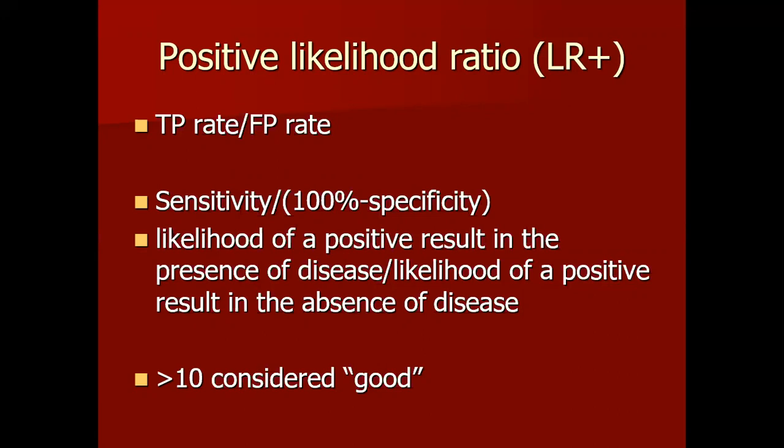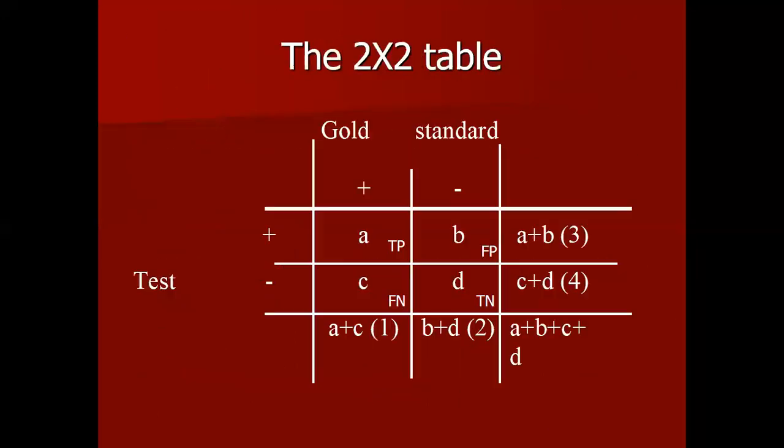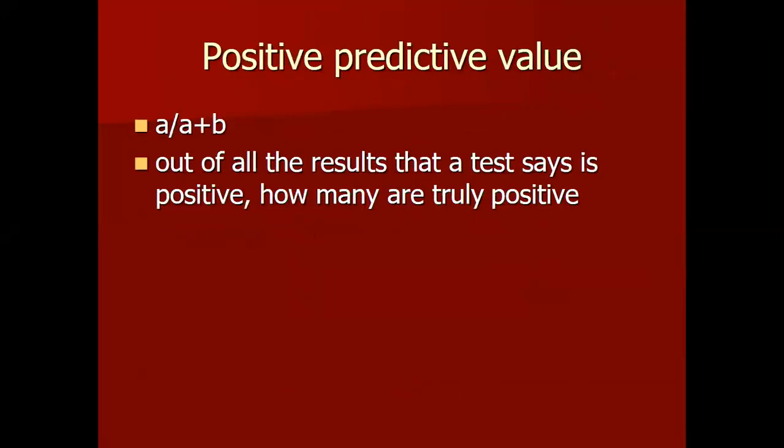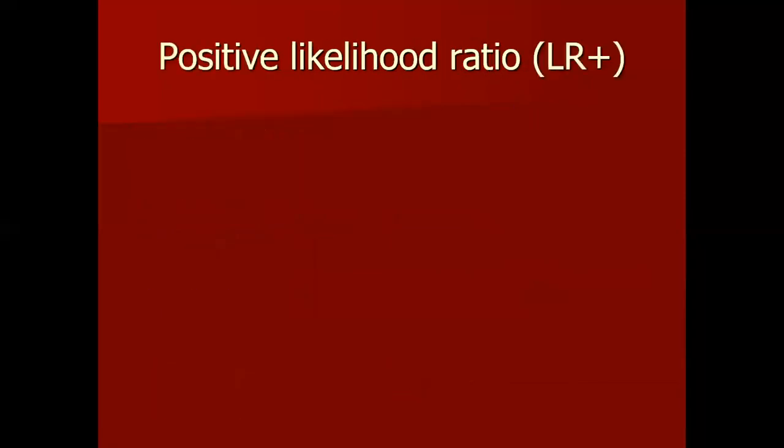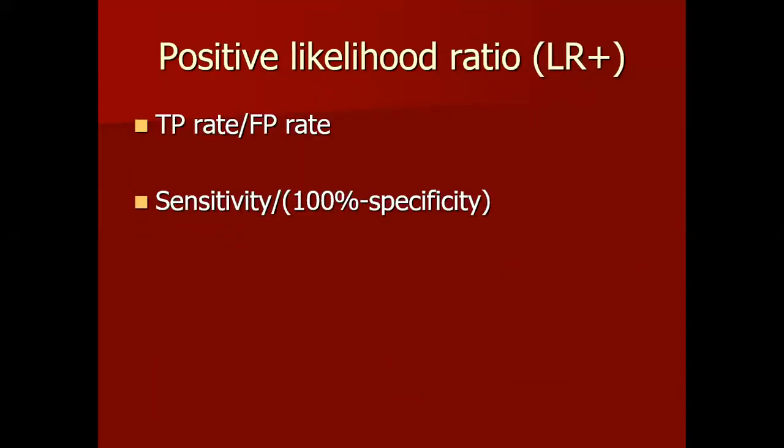But more than 10, they say, is good. If you all remember, the true positive rate is sensitivity, and the false positive rate we don't work out separately. If we go back to this table, the true positive rate is A over A plus C, which we know is sensitivity. The false positive rate would be B over B plus D, which is 1 minus specificity, the opposite. That's right. So the true positive rate is sensitivity and the false positive rate is 1 minus specificity.